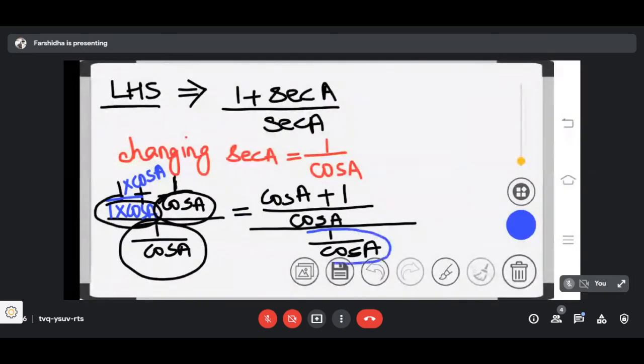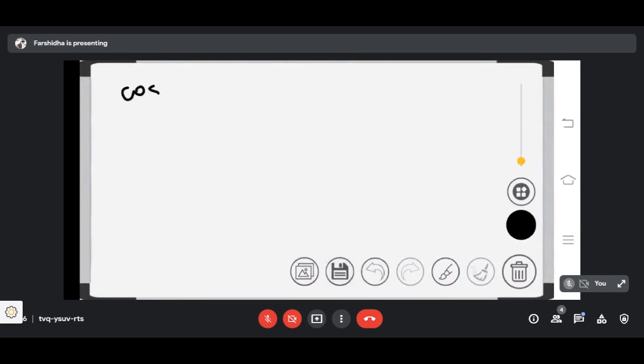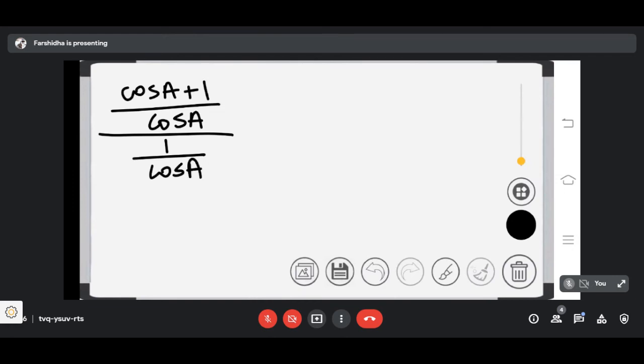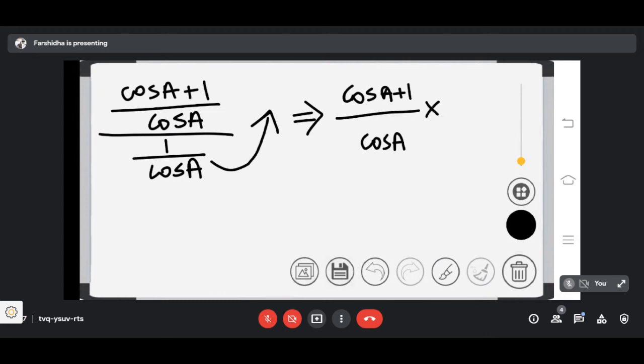So in the next step, I will be taking this denominator 1 by cos A to this side. So it will be reciprocal, cos A by 1, and this division will become multiplication. Okay, so you got cos A plus 1 by cos A divided by again 1 by cos A. Now I am taking this to this side. So your next step will be cos A plus 1 divided by cos A, then that division will be multiplication here, and take the reciprocal of the denominator, that is cos A by 1.